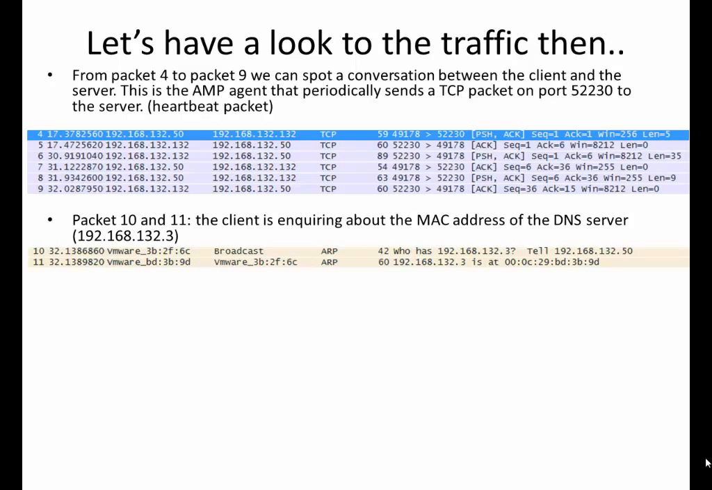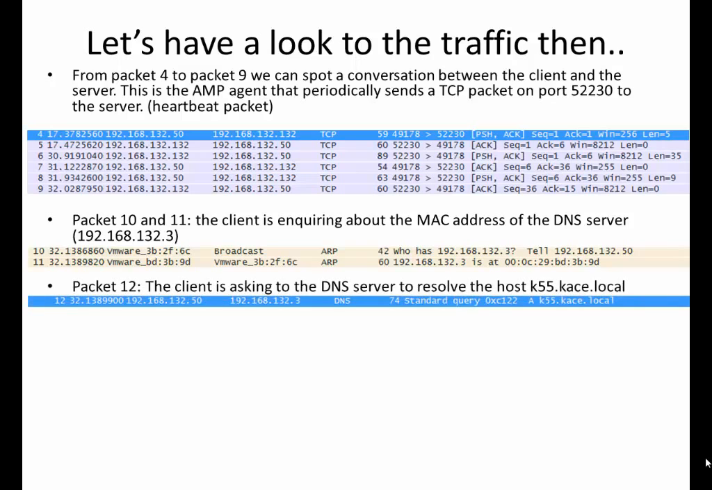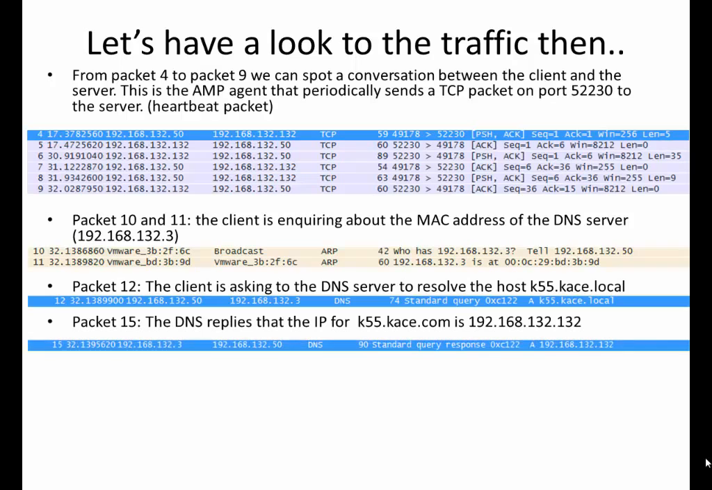On packets 10 and 11, the client is inquiring about what is the MAC address of the DNS server using the ARP protocol, address resolution protocol. Packet 12, the client is asking the DNS to resolve the host k55.case.local, that is my K1000 server. Packet 15, the DNS replies that the IP for k55.case.com is 192.168.132.132. The .local is a typo in my slide.